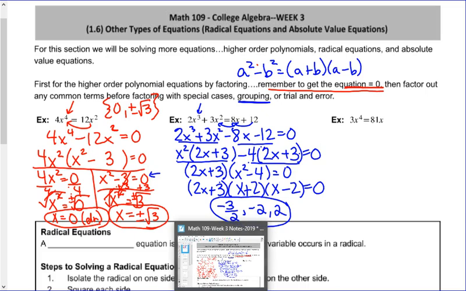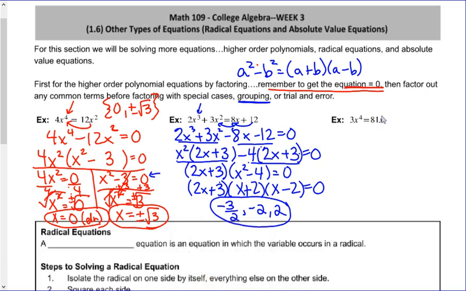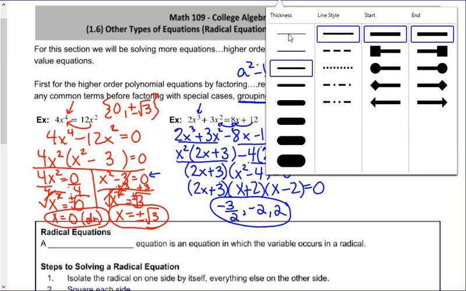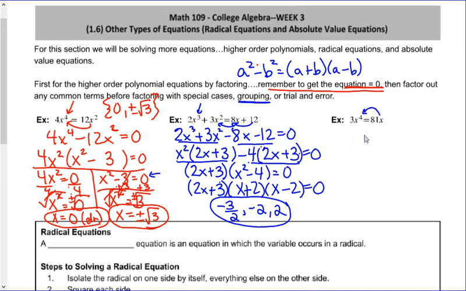Okay? All right. And our last one here looks very similar to our first one, except we don't have an x squared here. So I'm going to go ahead and subtract this over. Change colors here. Okay, so when I subtract that over, I get 3x to the 4th minus 81x equal to 0.